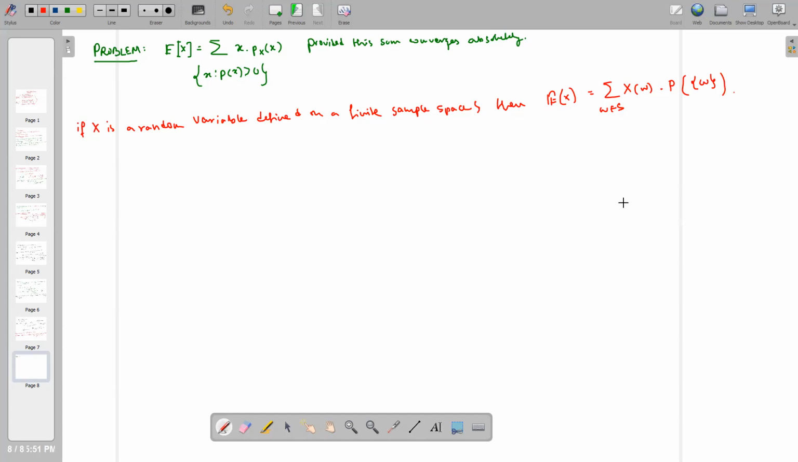Okay, so I'll prove this. I'll prove the first one. I'll give you a proposition next, then you'll have to prove linearity of expectation. Okay, so let me prove this one.